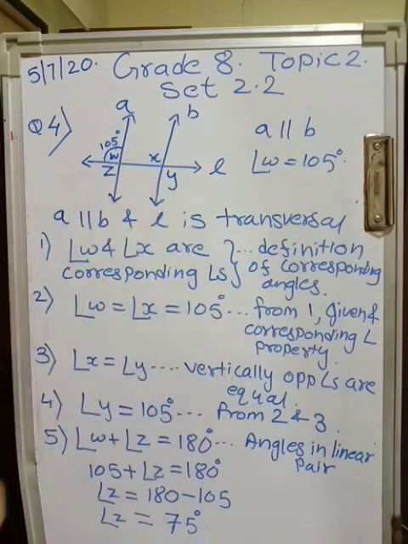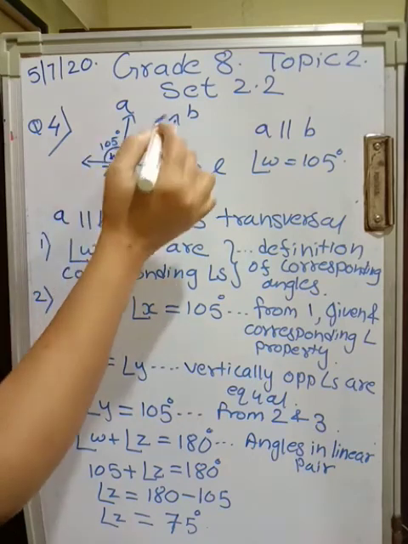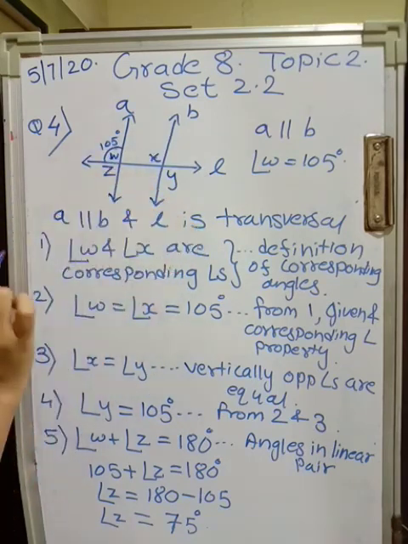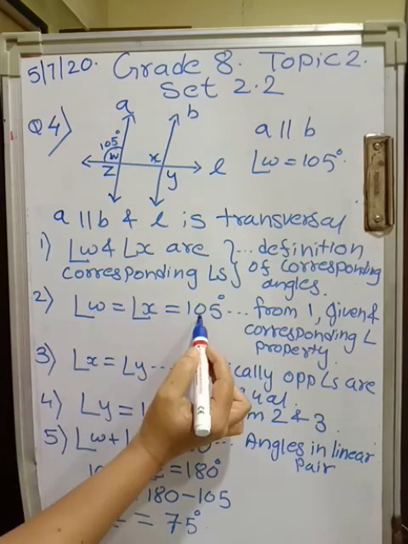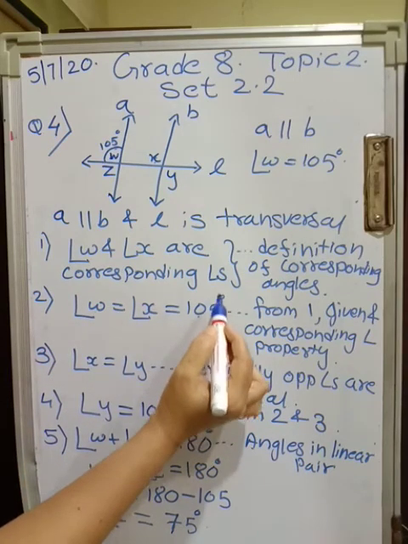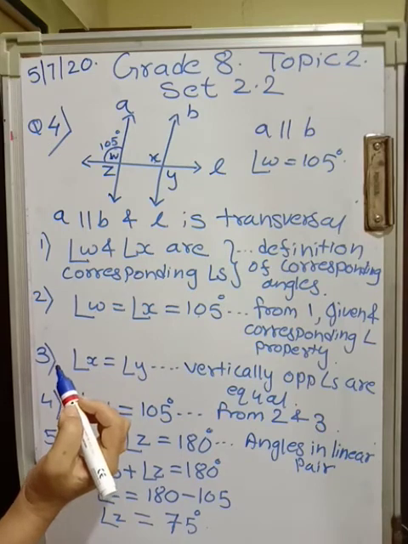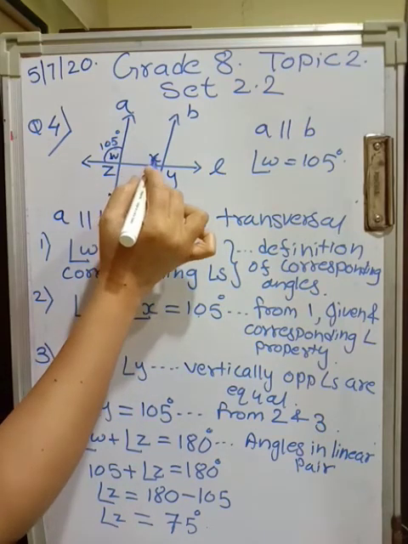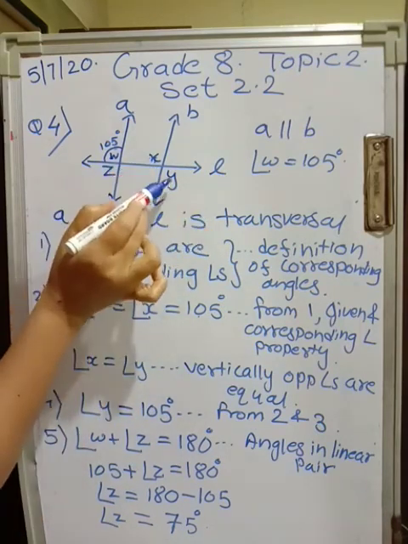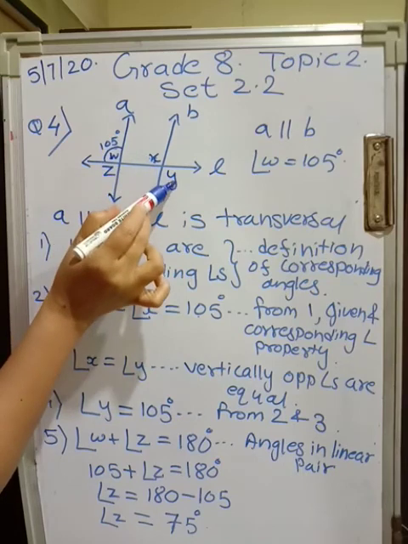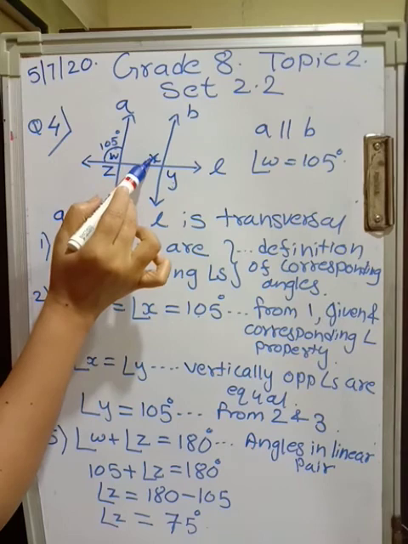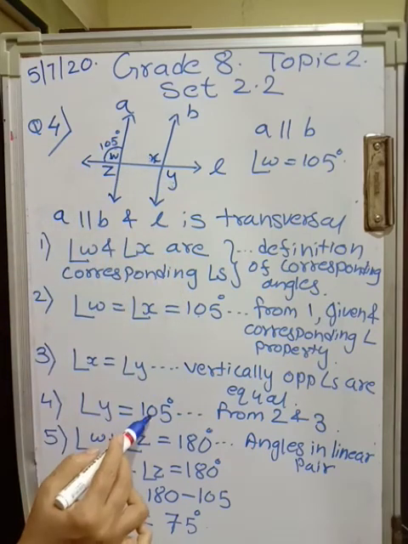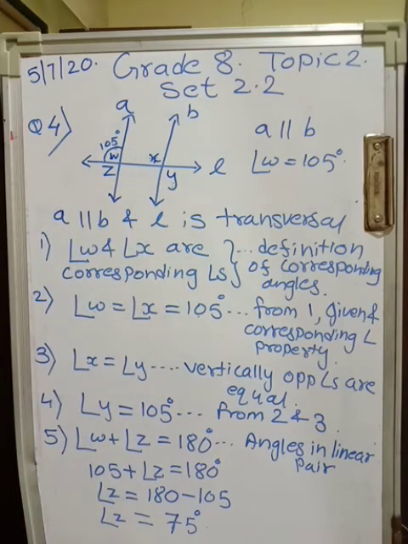And what is the property of corresponding angles? When lines are parallel, corresponding angles are equal. So therefore, angle X will be equal to angle W, that is 105 degrees. So we got angle X as 105. Now see X and Y, they are exactly vertically opposite angles. That is what I have written over here. And therefore, if this is 105, this also will be 105. So you got Y also 105.